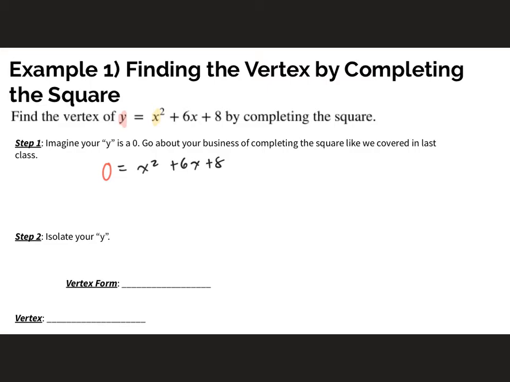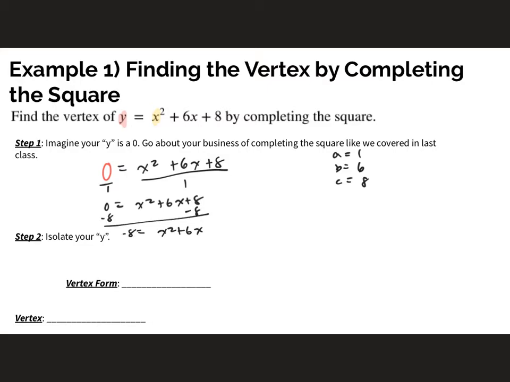So I first want to just identify my a, b, and c because we're going to have to use them later on. My a is 1, my b is 6, and my c is 8. I'm going to divide everything by my a first, and I'm going to get the same thing because dividing by 1 just gives you the same thing. I'm going to get rid of my c so I can get an expression where I can complete the square. And so I end up with negative 8 equals x squared plus 6x, right?